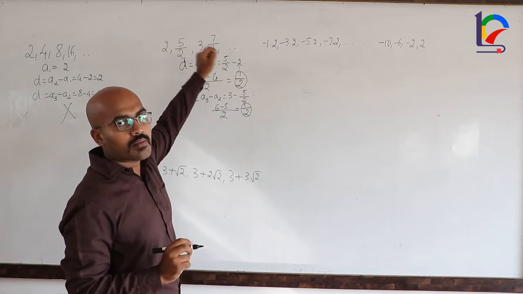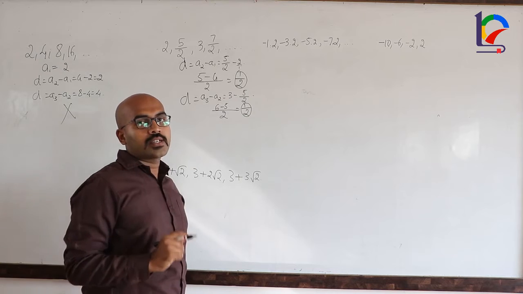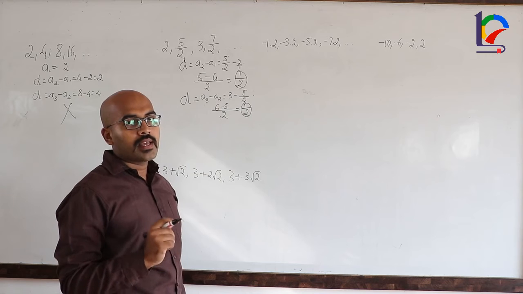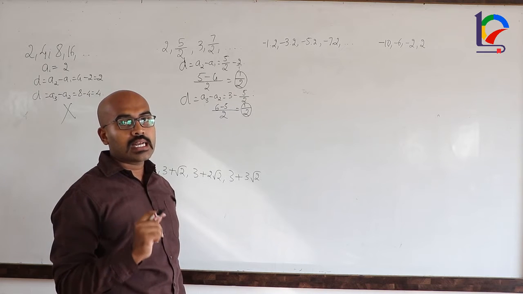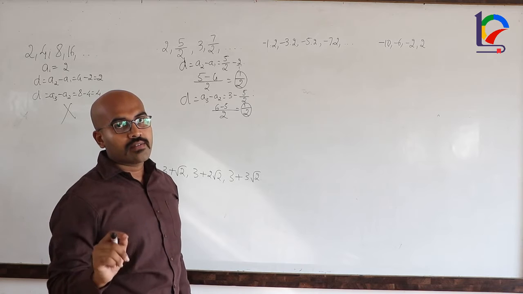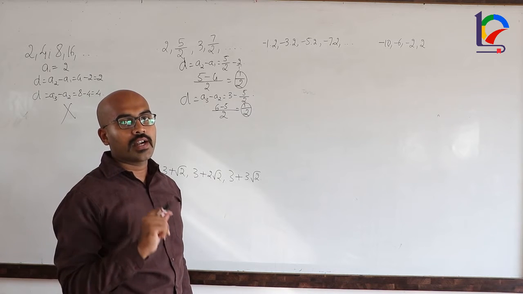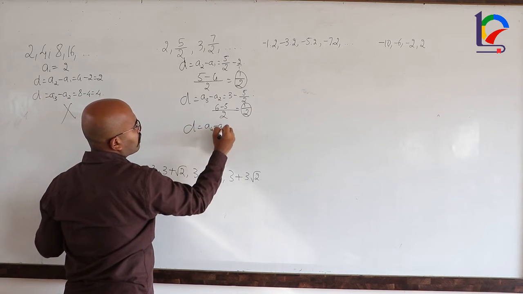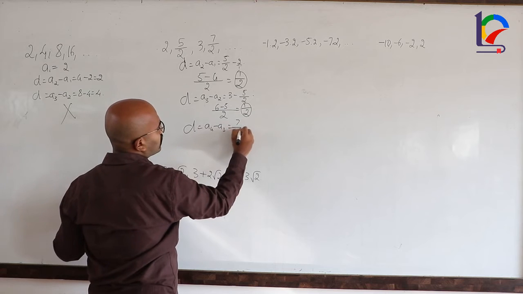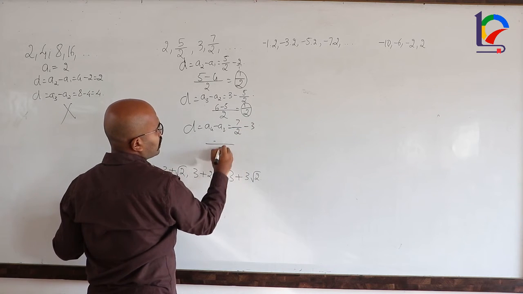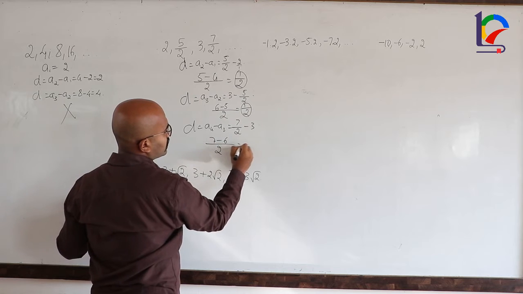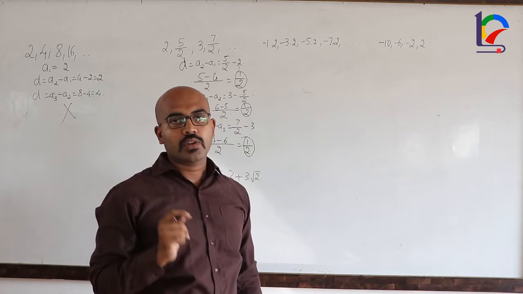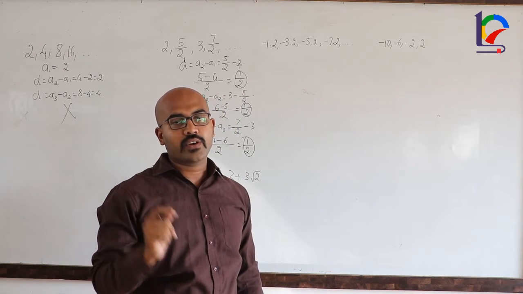So let's take one more, because it's always better to check all the given terms, because sometimes there might be cases where the last term will not form the sequence. So it is always safer to find all the terms. So if we take the other term, it is A4 minus A3. A4 is 7 by 2 minus 3. LCM is 2. So 7 minus 6 is 1 by 2. In all the cases it is the same. So the common difference is 1 by 2 in each of the cases.